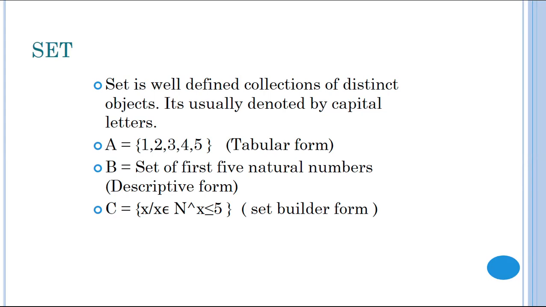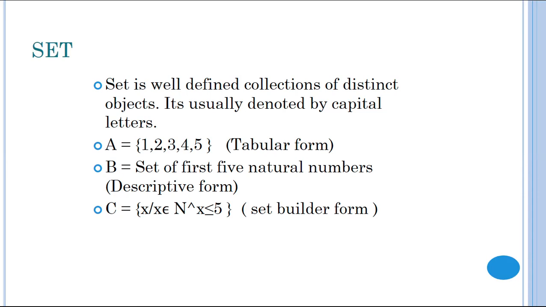Now students, we will learn how we will present the set. There are three ways to represent a set. One is tabular form, second is descriptive form, third is set builder form. First of all, tabular form. In tabular form, we will put the elements in brackets. For example, set A has elements 1, 2, 3, 4, 5, and we will separate them by commas. So this is a tabular form.